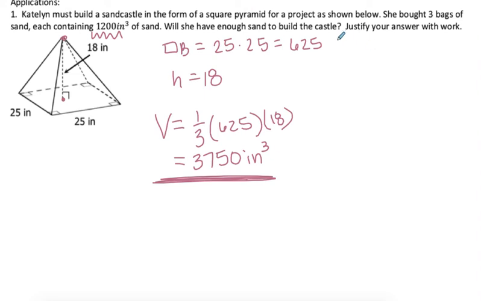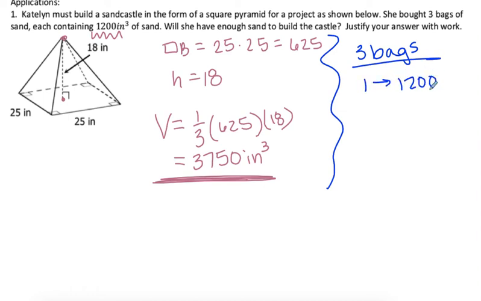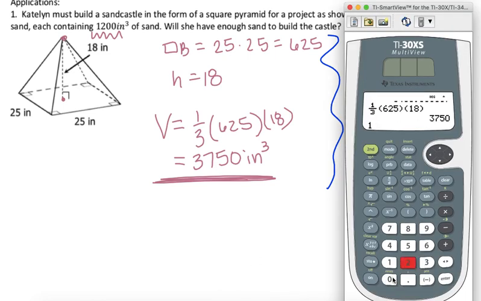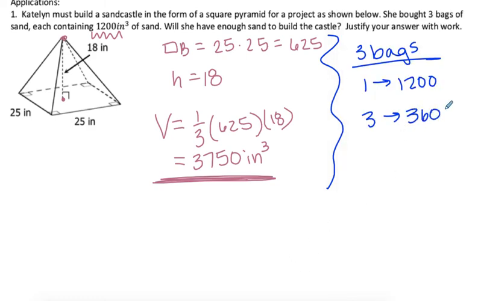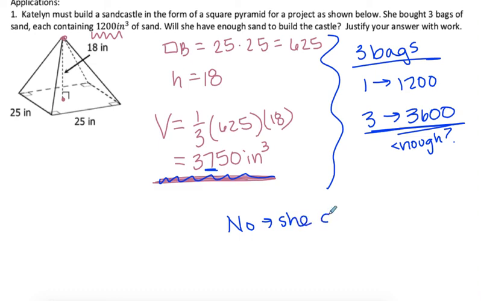She has 1,200 in each bag of sand. So, okay, let's think about this. She has 3 bags here, and 1 bag is 1,200. So 3 bags, if I take 1,200 times 3, she has 3,600 total here. So will she have enough sand to build this castle? Is this enough? If we look at our value, we need 3,750. This is not enough. So she doesn't have enough sand.